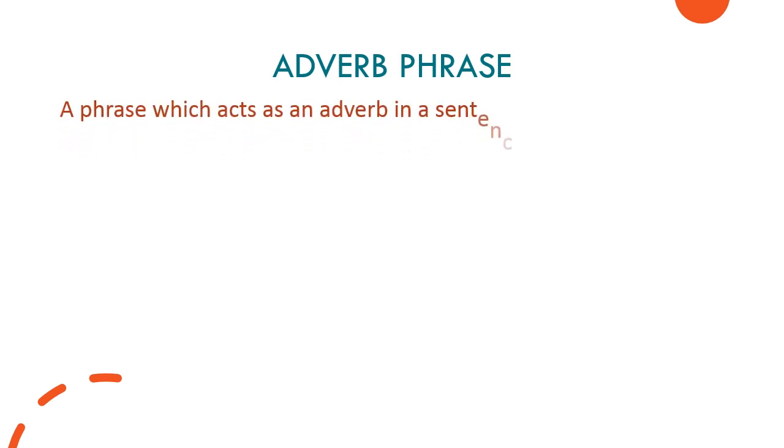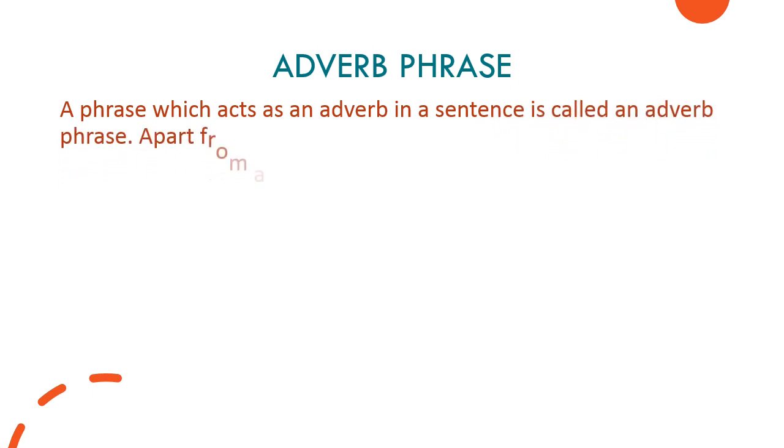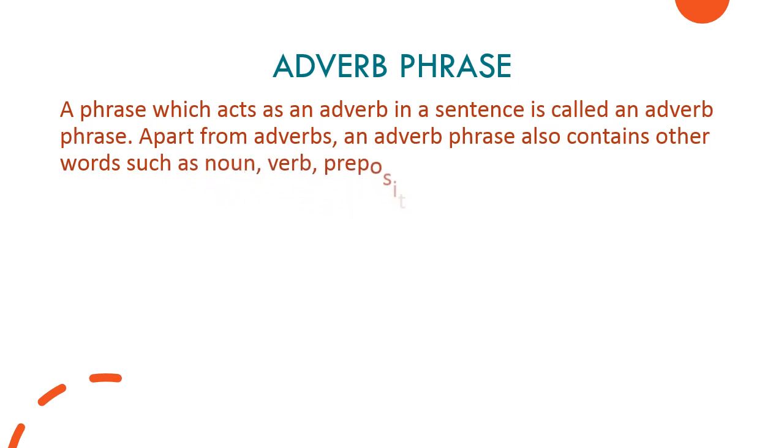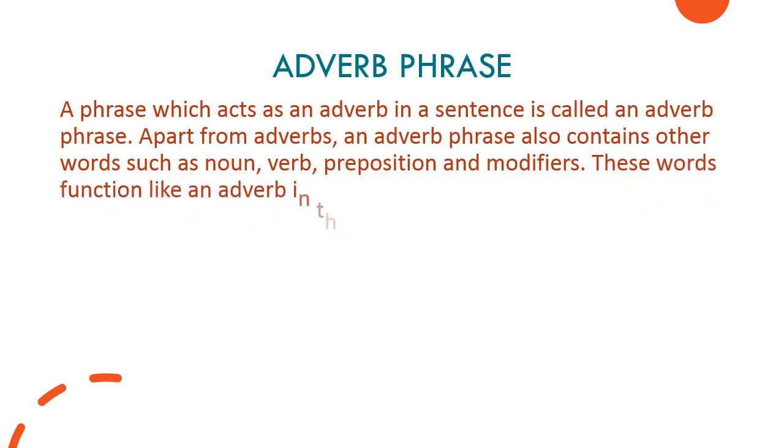Okay, so moving to the last one, adverb phrase. A phrase which acts as an adverb in a sentence is called an adverb phrase. Apart from adverbs, an adverb phrase also contains other words such as noun, verb, preposition and modifiers. These words function like an adverb in the sentence.